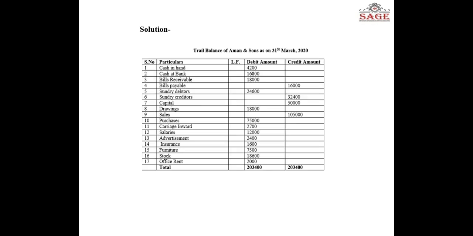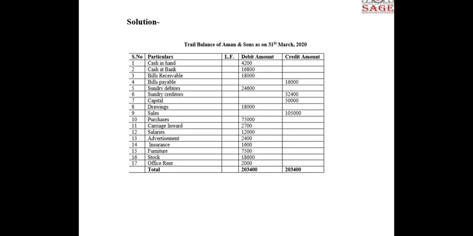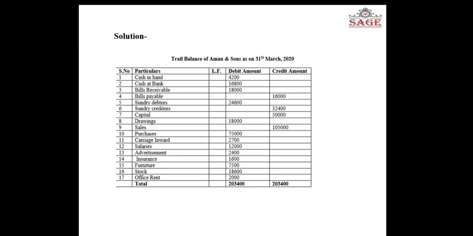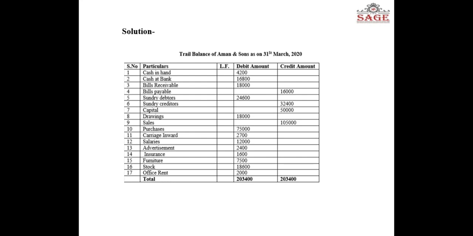Now you can just see the trial balance of Aman and Sons as on 31st March 2020. When you are preparing, you need to write the name of the company or name of the owner as well as the date on which you are preparing on the top of the trial balance. In particulars you will write, I have written all the balances as we have seen in previous example.